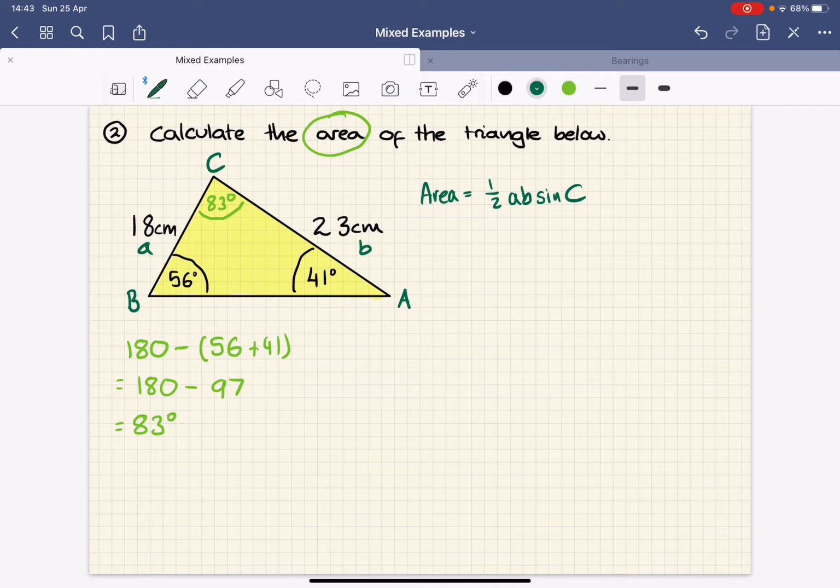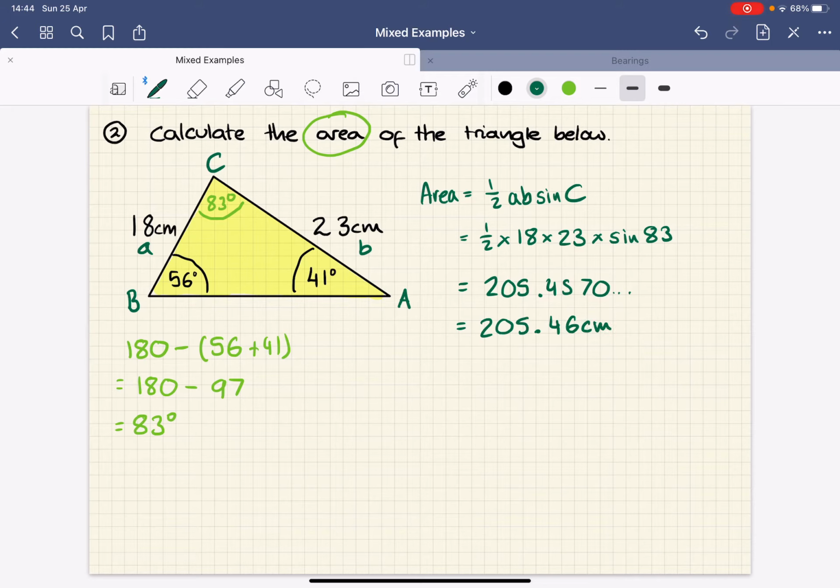So now I've got all my information. I can now substitute that into the formula. So that's going to be half times 18 times 23 times sine 83. And then sticking that all into, sorry, I hope that didn't come out too loud. Sticking that all into my calculator. And that comes out as 205.4570 and so forth. And just rounding that to two decimal places would be 205.46, and it'll be centimetres squared.